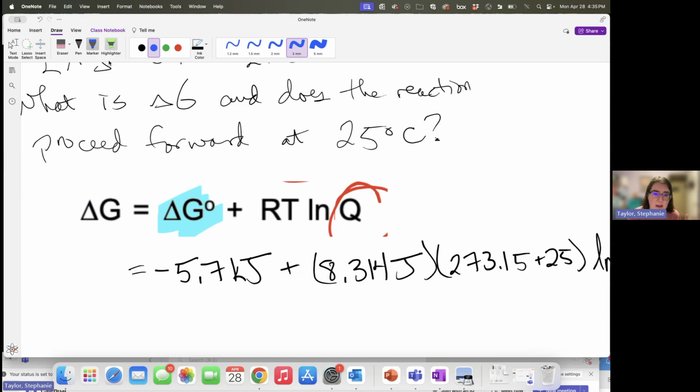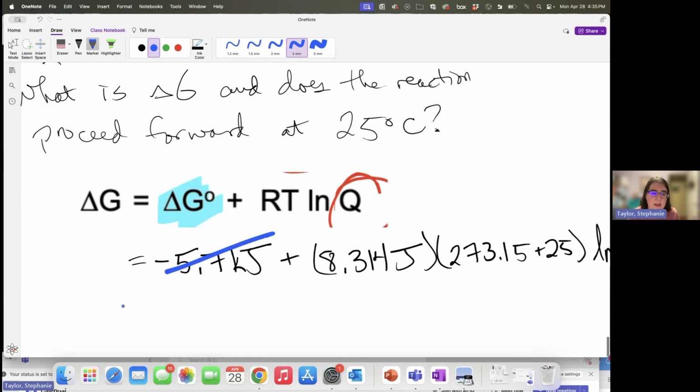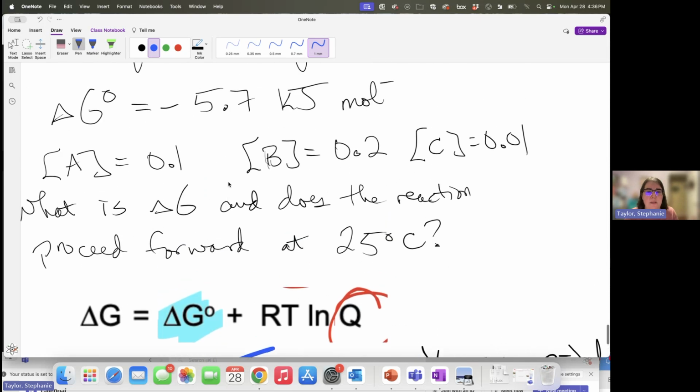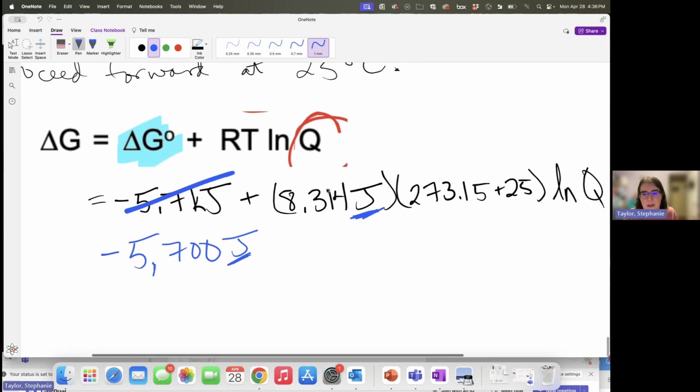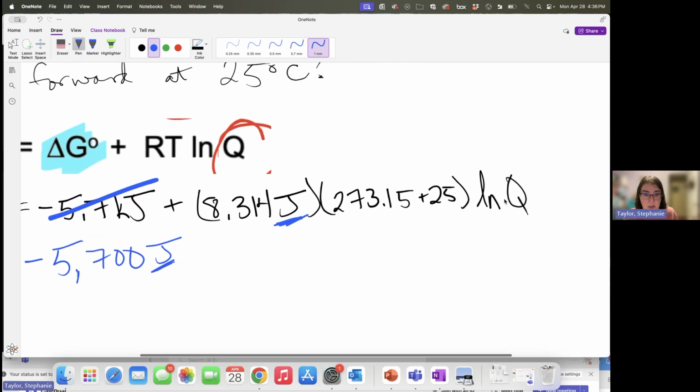So before I do that, I'm actually going to go ahead and do negative... To make my units match, I do have two different options. I could go from joules to kilojoules, but it doesn't really matter, I do need them to match. So there's joules and there's joules. So my value of delta G standard, I'm going to make that 5,700 to make that match my units. I still need the natural log of Q.